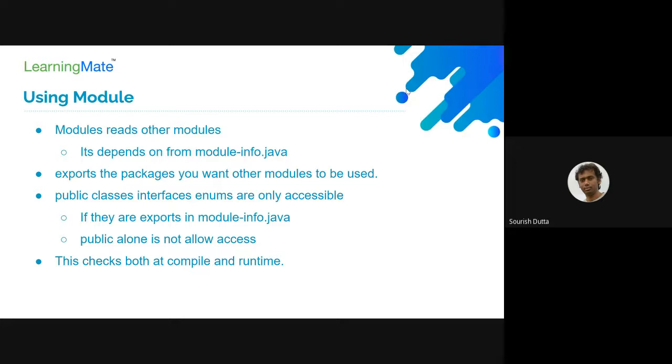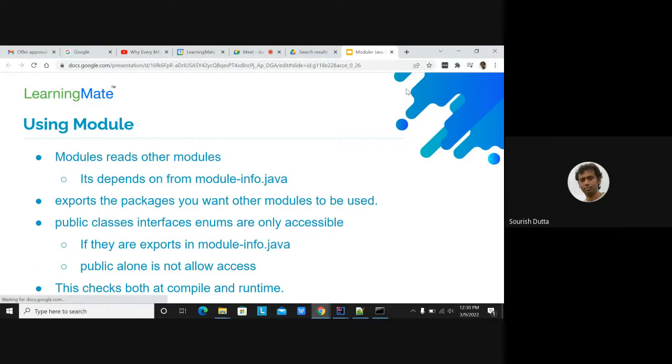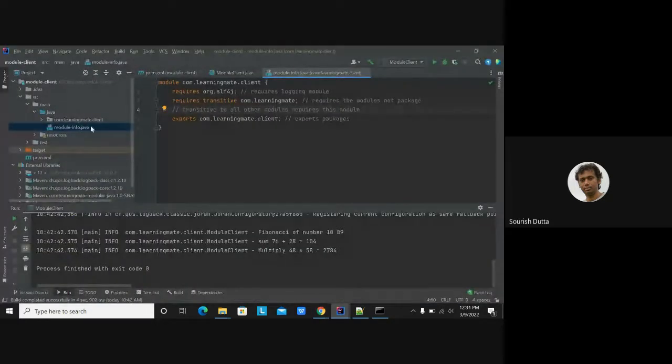So then what I need to do, obviously, I need to put module-info.java. There I have to mention, okay, I wanted to use com.learningmate, and then the com.learningmate packages, whichever I have exported, I can use in those particular classes. Okay, so let's quickly see another application which I have opened in the second version, right? Again, I have here the package name com.learningmate.client, and here I put module-info.java.